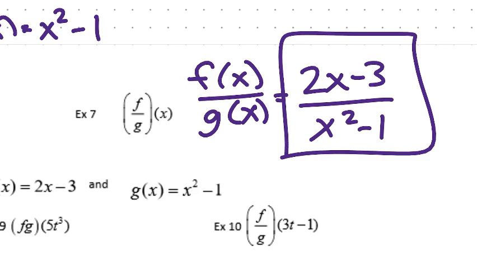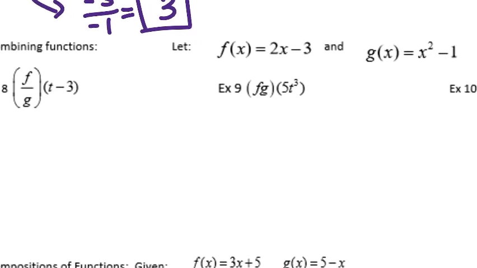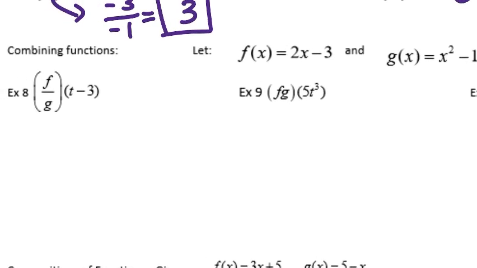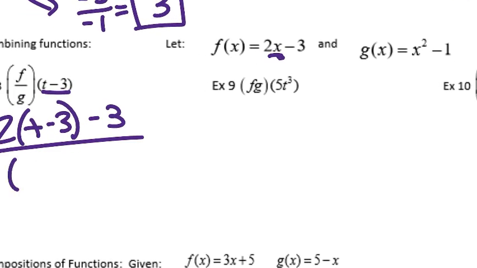Okay, let's do some combining functions some more. So this time we have the same functions, but we have t minus 3 as our input value for the variable. So I'm going to do the f of t minus 3. So on top it'd be 2 times t minus 3, minus 3. Because remember, this is my x, and I'm plugging in that value here. And that's going to be over t minus 3 squared minus 1.